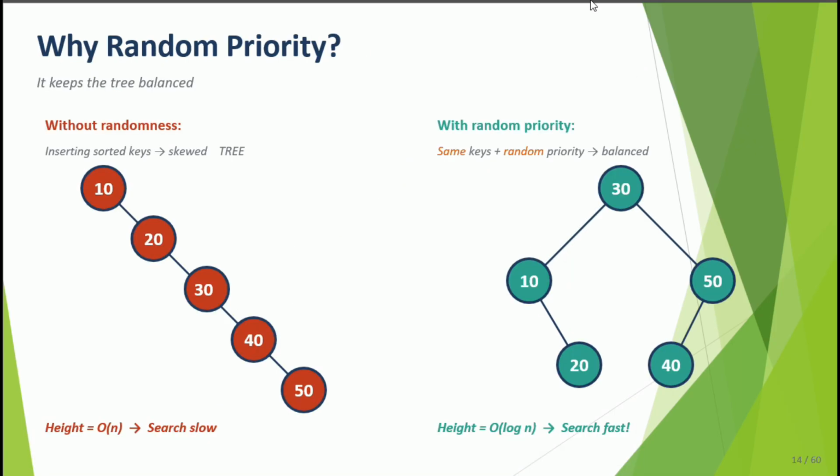In this slide, it explains why random priorities are important. Without randomness, inserting sorted keys can create a skewed tree, which gives a height of O(n), which slows the searching. But with random priorities, the tree stays approximately balanced. As a result, operations become much faster with expected O(log n) complexity.